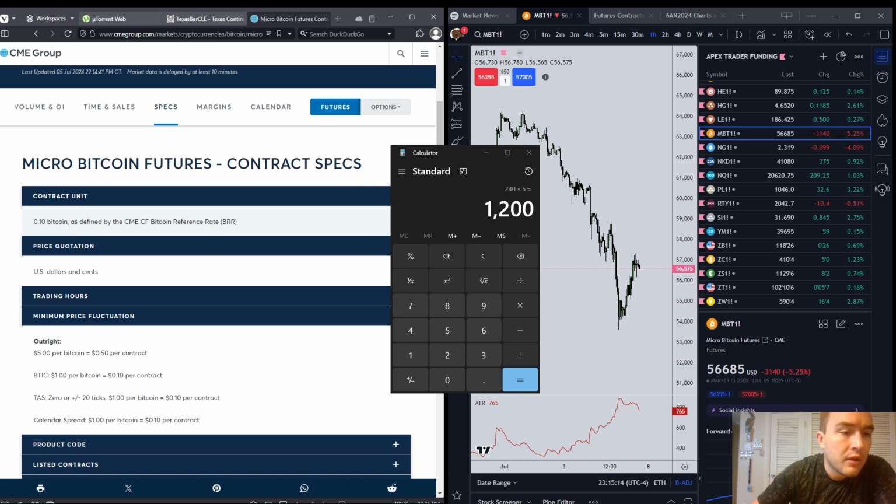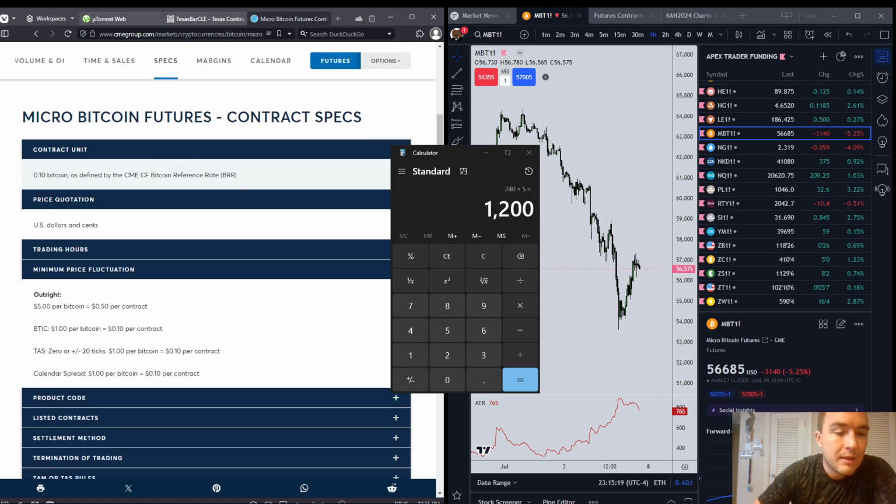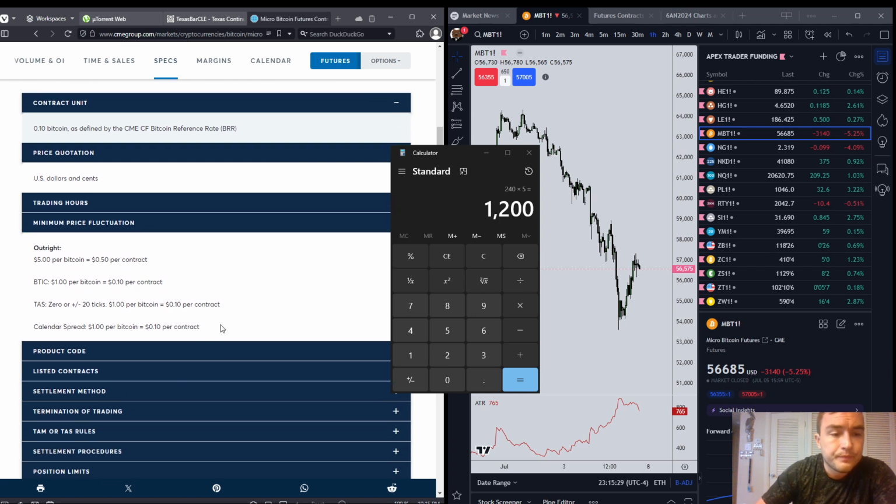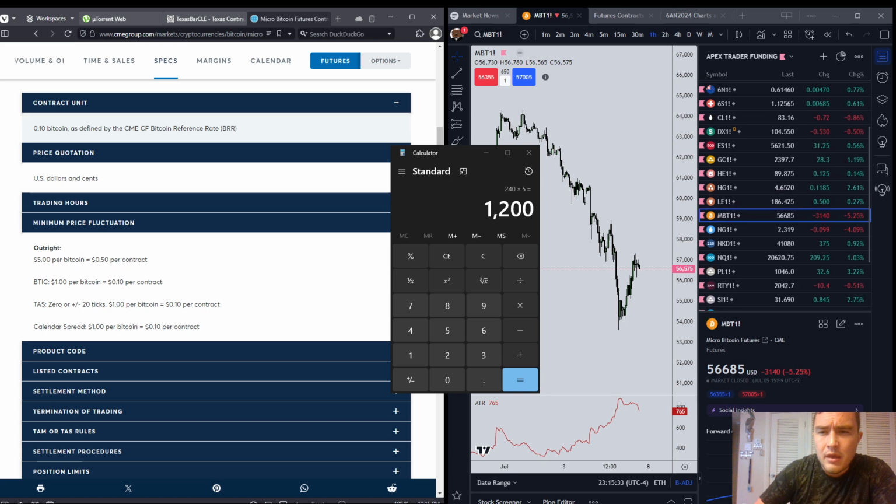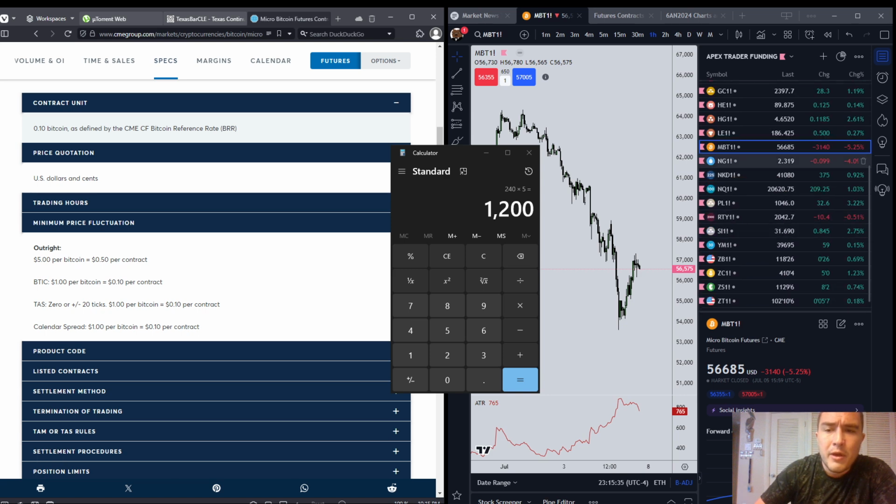So contract unit is 0.1 Bitcoin. That's 1/10 of a Bitcoin. So every time that you're trading a futures contract, the micro futures contract, it's 1/10 of a Bitcoin. It's $5 per Bitcoin, 50 cents per contract.